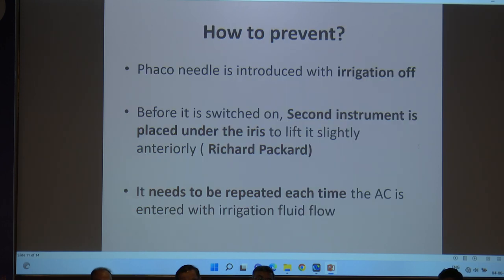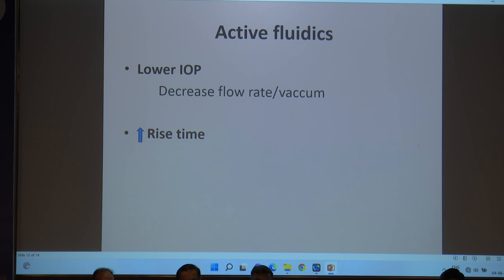So how to prevent it? When the phaco needle is introduced, it is always better to introduce it with the irrigation in off mode. And once you are there, then you put it on. Before it is switched on, you introduce a second instrument through the side port under the iris to lift it slightly. This has been suggested by Richard Packard. And every time you enter the anterior chamber, it has to be repeated until you have removed the nucleus.